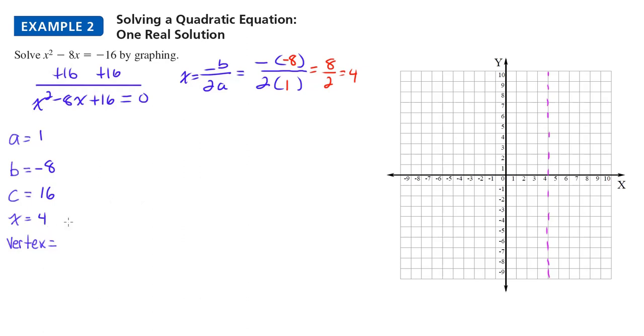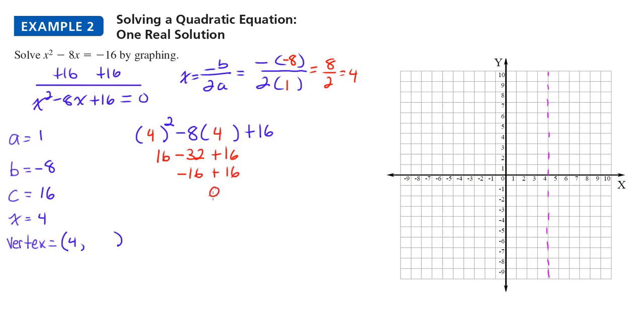And now we could also use that x value to find our vertex, because our vertex is going to be the point 4, something. So we're going to substitute 4, our x value, into the left side of this equation and work it out to find y. So 4 squared is 16. -8 times 4 is -32. And we bring down this plus 16. 16 minus 32 is -16. And -16 plus 16 is 0. So our vertex is at the point 4, 0. Which shows you why there's only one real solution, because the vertex is on the x-axis.